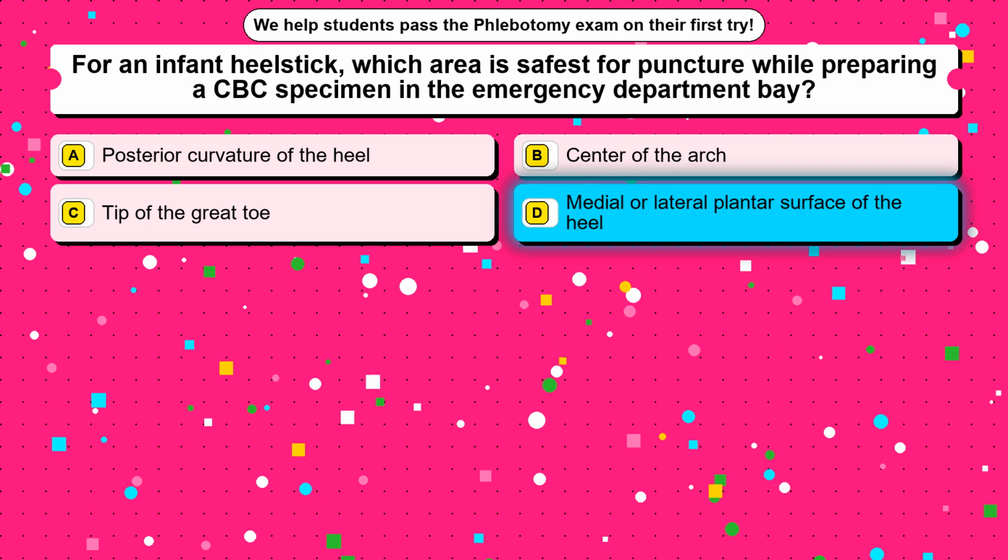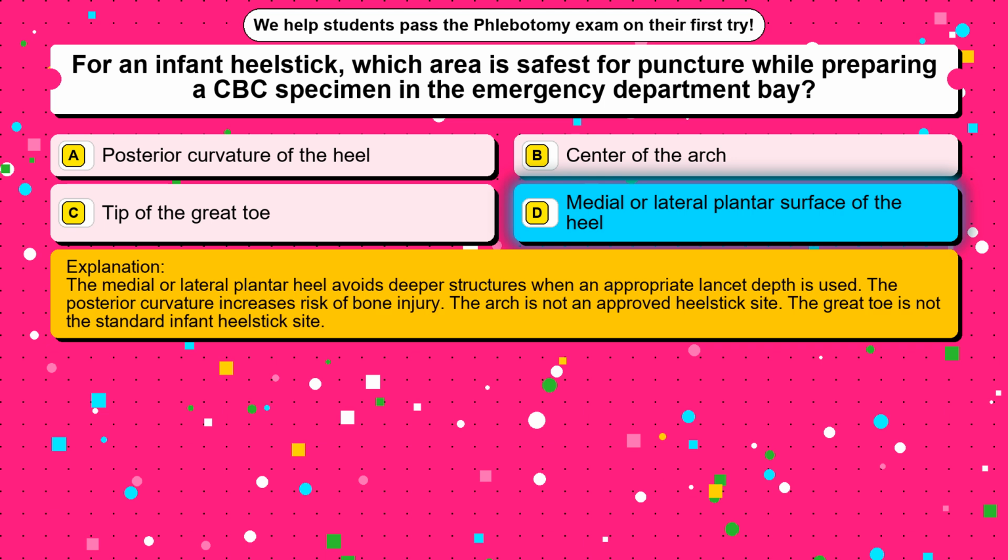The correct answer is option D. Medial or lateral plantar surface of the heel. The medial or lateral plantar heel avoids deeper structures when an appropriate lancet depth is used. The posterior curvature increases risk of bone injury. The arch is not an approved heel stick site. The great toe is not the standard infant heel stick site.